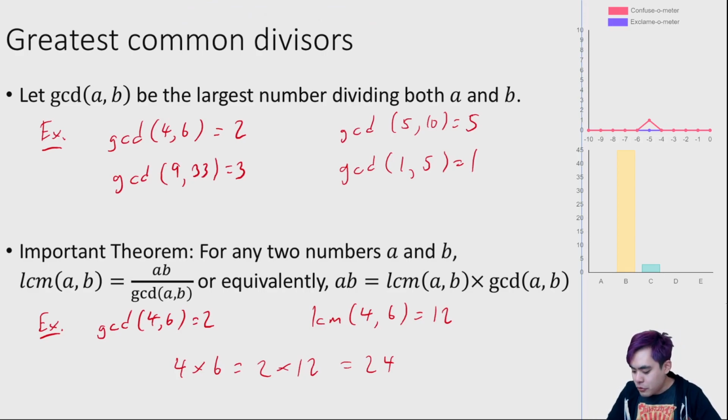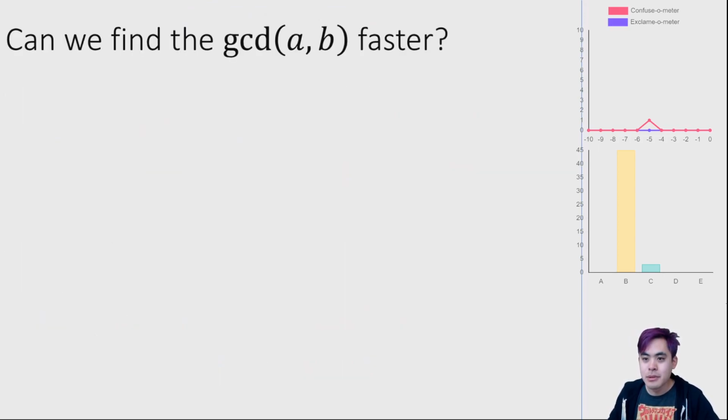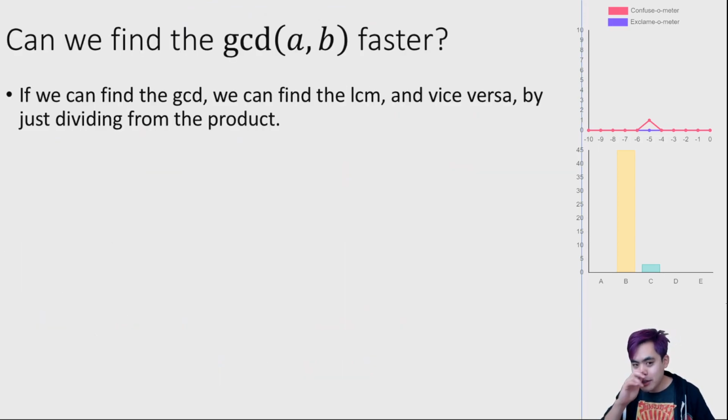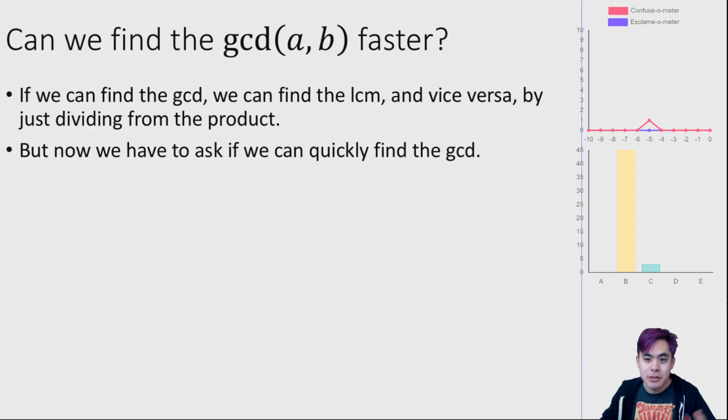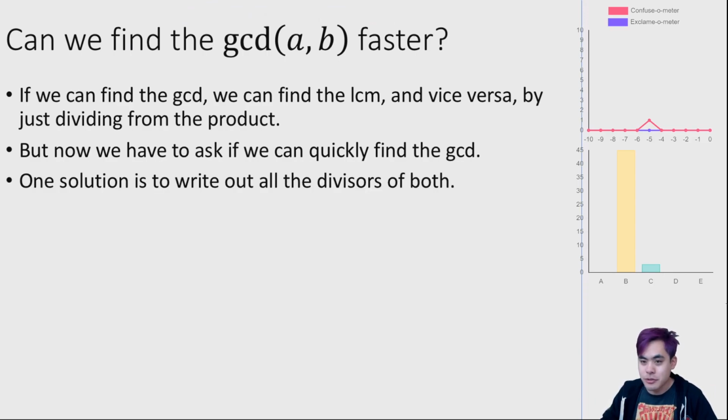Okay, but now, of course, I haven't really told you how to find the greatest common divisor. So, how do we find it? Obviously, if we can find the greatest common divisor, then we can also find the least common multiple, and vice versa, just by dividing from the product. But now we have to ask if we can quickly find the greatest common divisor. And one solution is to write out all the divisors of both.